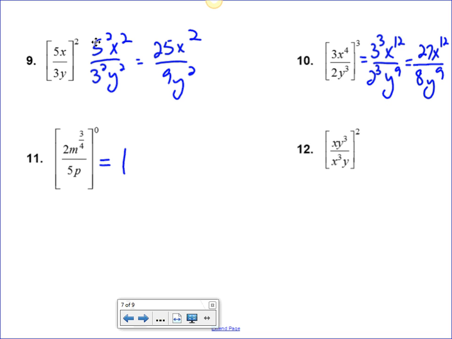One way would be to simplify first inside of the brackets. So let's try that way first and see, where do I have more x's? Well, hopefully we can see that we have 2 more x's on the bottom. So I'd have x to the second on the bottom.